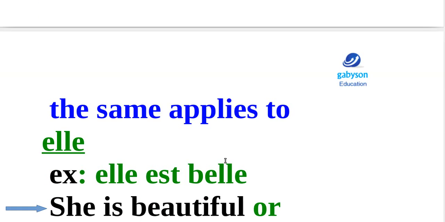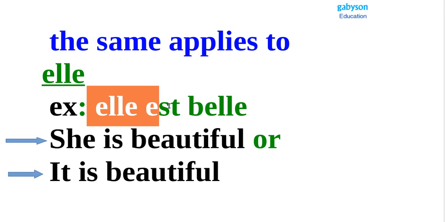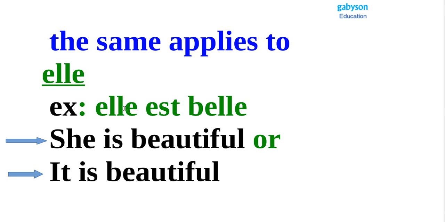The next one that we're going to see is elle. With elle it is the same. It can either be she is beautiful or it is beautiful. The example here is elle est belle. Elle est belle. Or you can pronounce it as elle est belle, where there is a liaison.